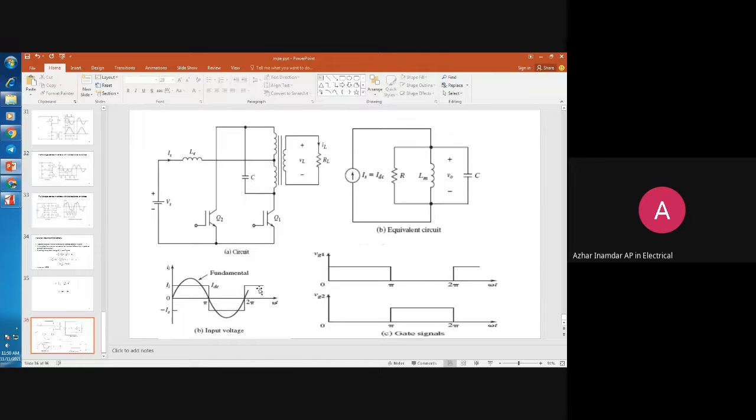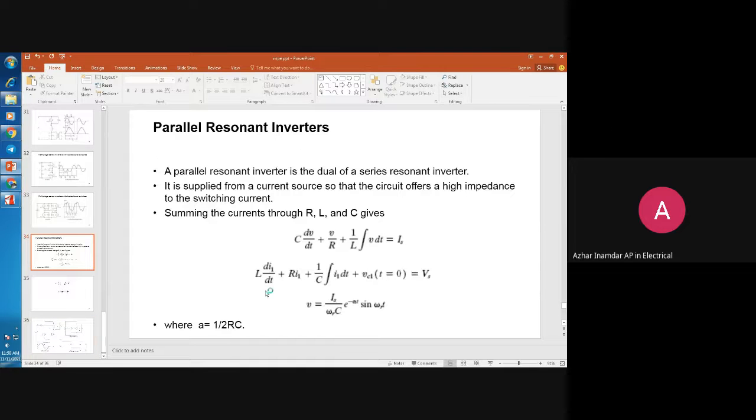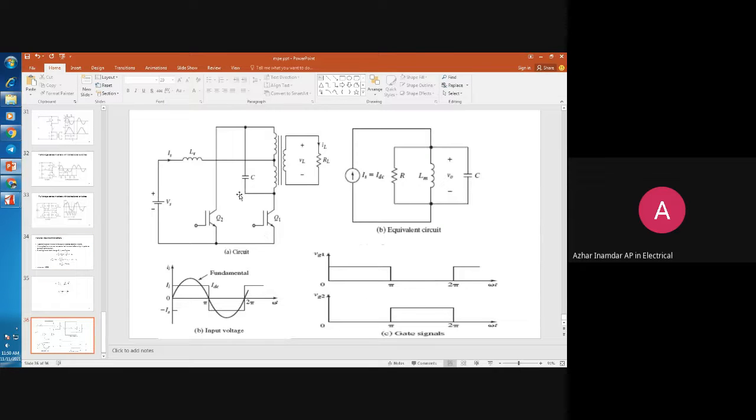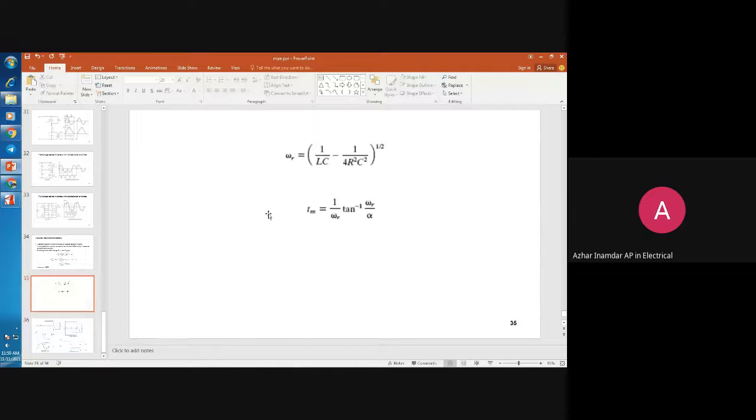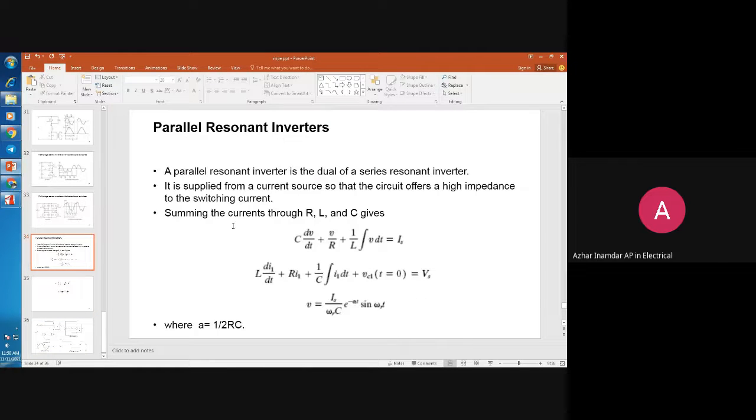Okay, so as I said earlier, it is a series parallel inverter. It is a dual of the series inverter. You can already see here, we also have R, L and C components. Similar to the series inverter, we can find out the current and voltage across the capacitor by using these equations.